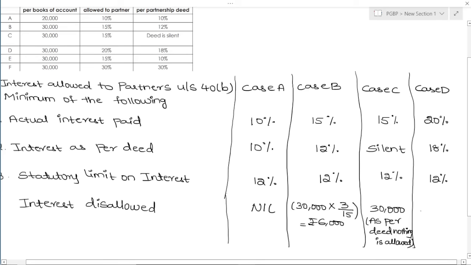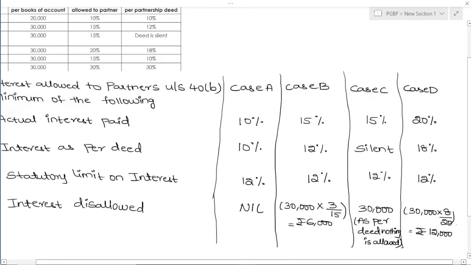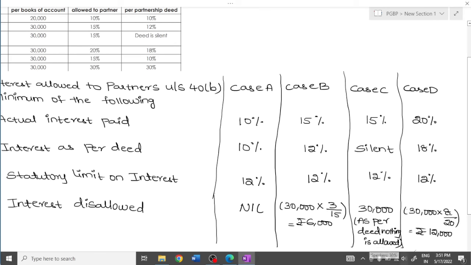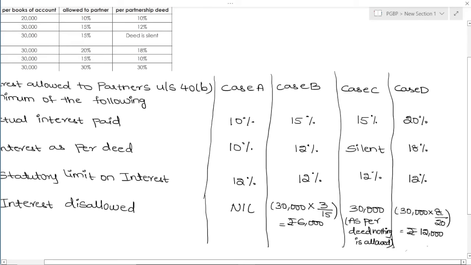Okay. So, shall we calculate disallowed amount? So, in the fourth, 30,000 into 8 by 20. 12,000 is disallowed. Okay, absolutely right. So you understood this 12,000 should be added to the profit. Suppose in your P&L account 30,000 is debited, then we have to add 12,000 in D case.